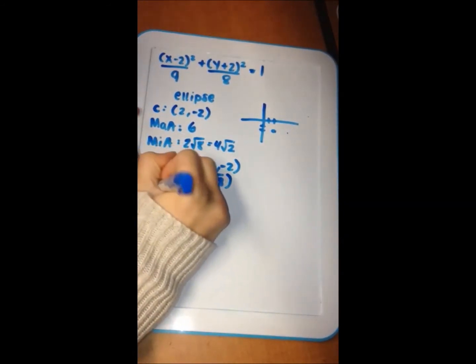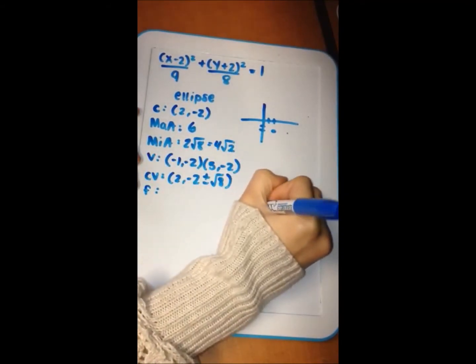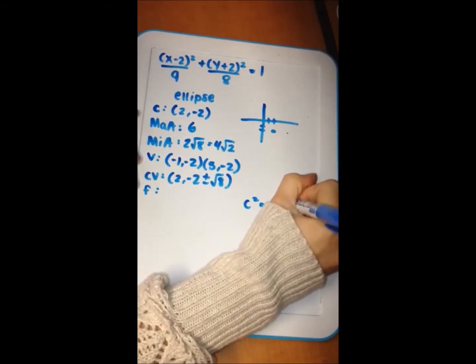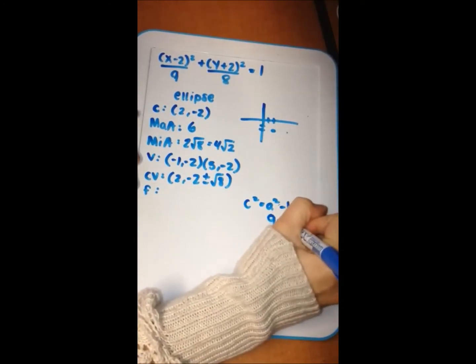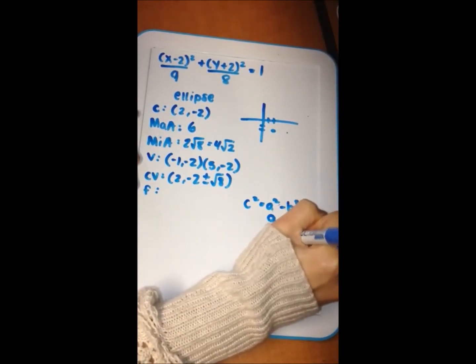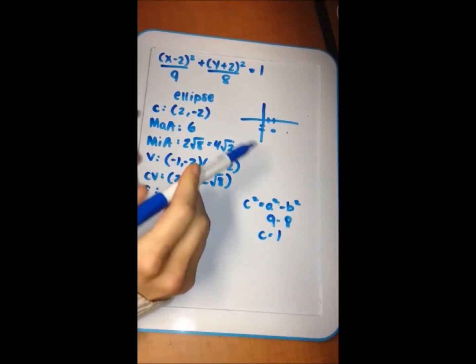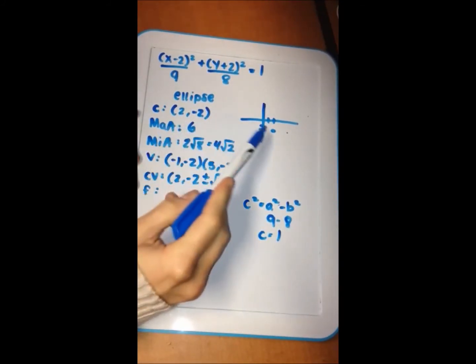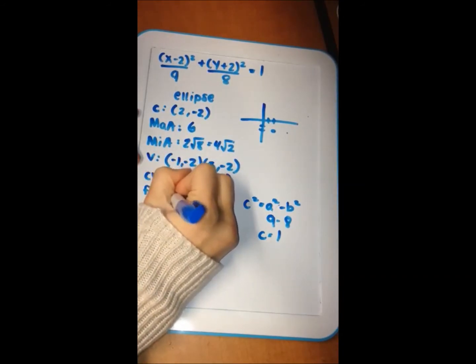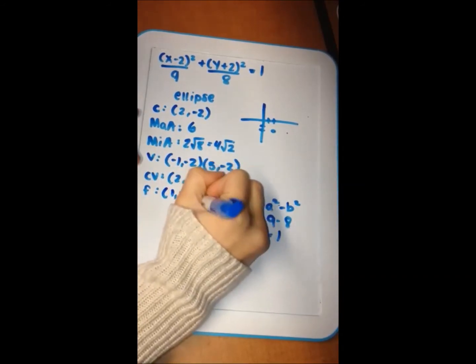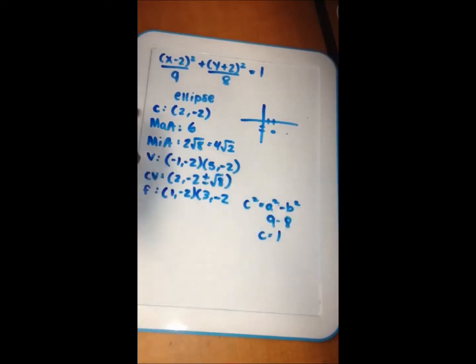Now we're going to find our foci. And this is c squared equals a squared minus b squared. And our a squared is 9 and our b squared is 8. So our c is going to equal 1. And our foci are going to be along our major axis, which is along the x. So we're going to add and subtract 1 from our center. We get (1, negative 2) and (3, negative 2).